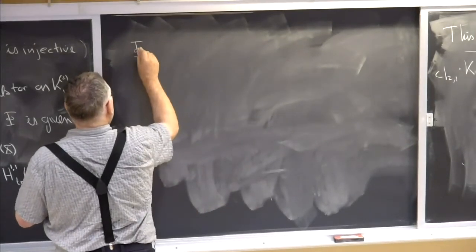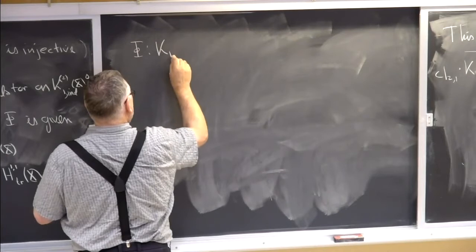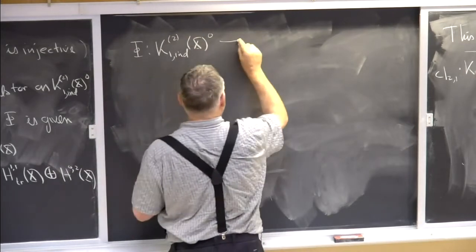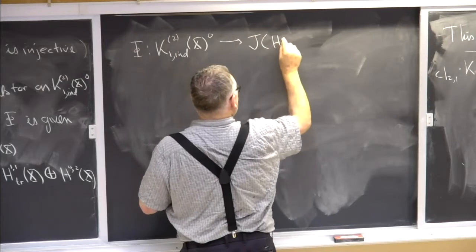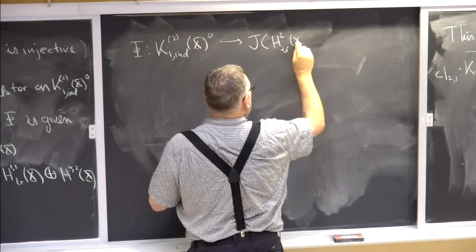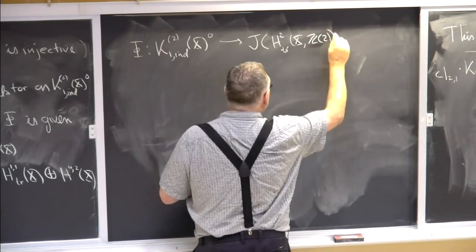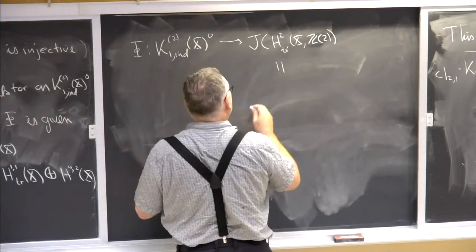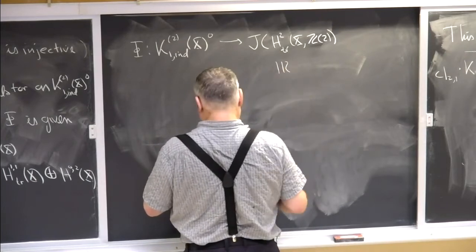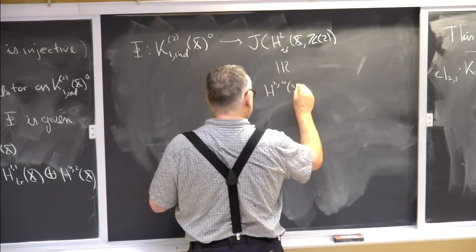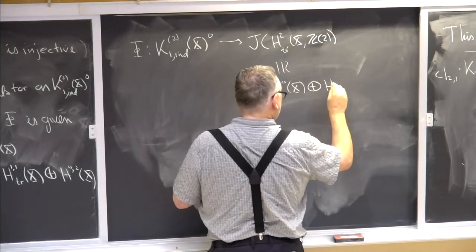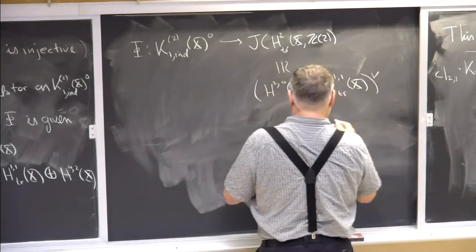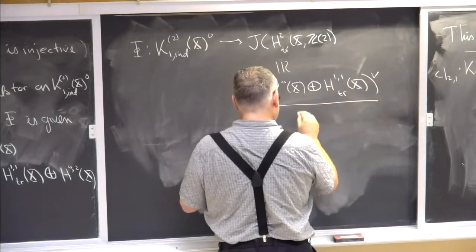So the mapping phi goes from this to what I call J of H2 transcendental. And now I have to start introducing twists, but I won't define them, because I can give an explicit description of this by the work of Carlson. So this is going to be H20 of X, correct sum H11 transcendental X dual modulo H2 of XZ.